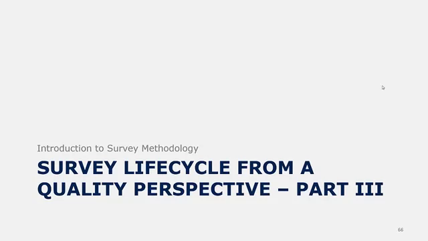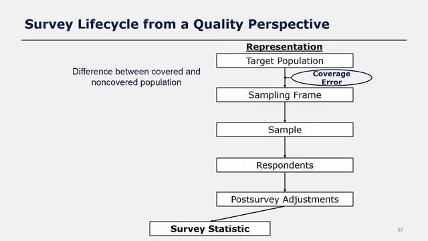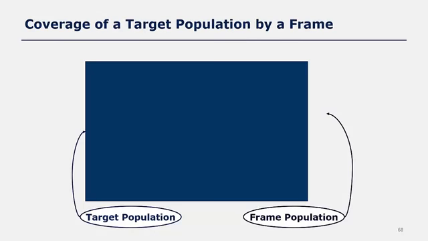So moving on to the survey lifecycle from a quality perspective on the representation side. Now we look at coverage error at the first step, the move between target population and the sampling frame. This is the difference between covered and non-covered people, or units, easier to think of when we look at this graph.